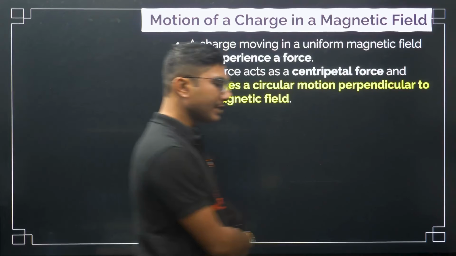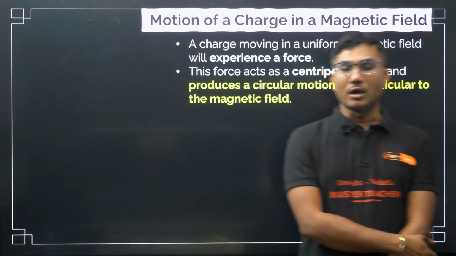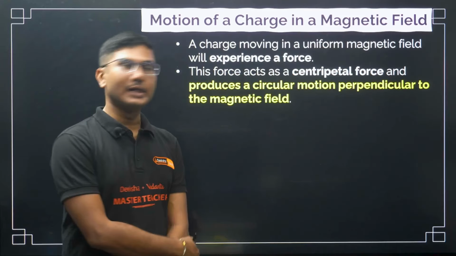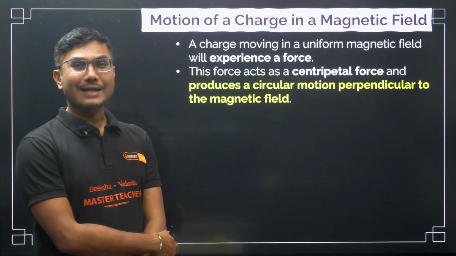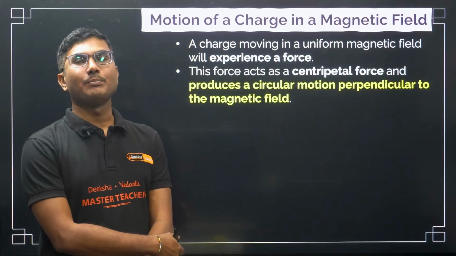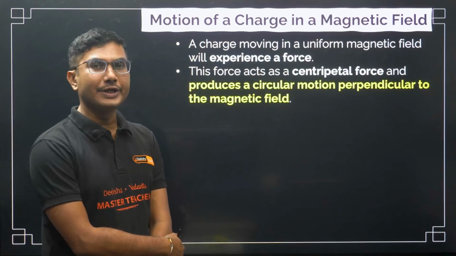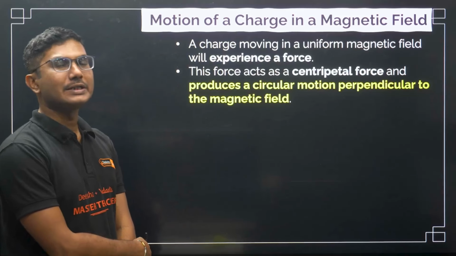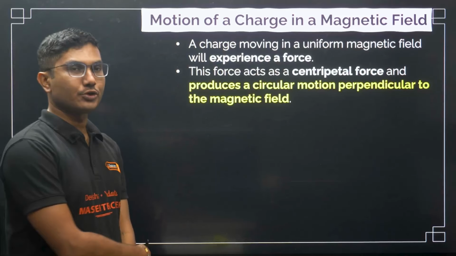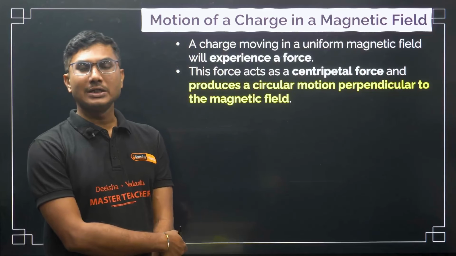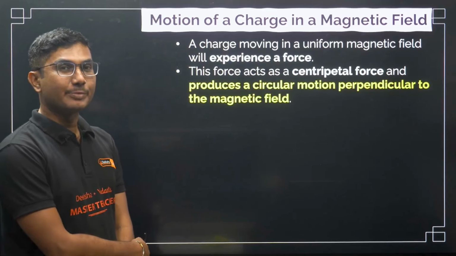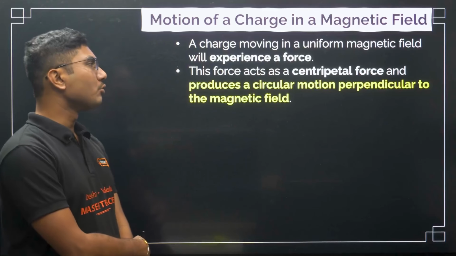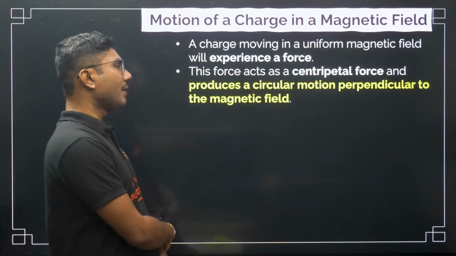It's very interesting. In the case of a moving charge in an already existing magnetic field, the force that acts on the charge is mutually perpendicular to V and B. Mutually perpendicular vectors mean it will try to rotate in a circular motion, and that circular motion means this is the centripetal force. You have to remember that, and it produces a circular motion perpendicular to the magnetic field.